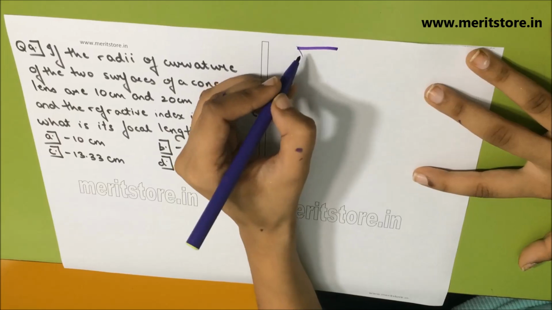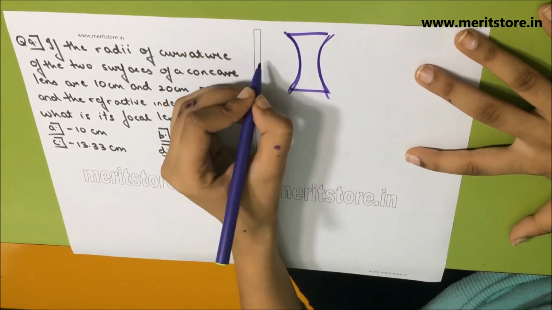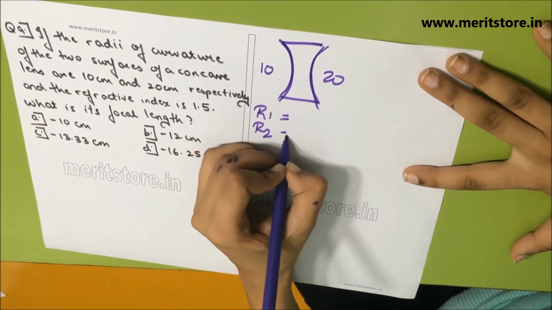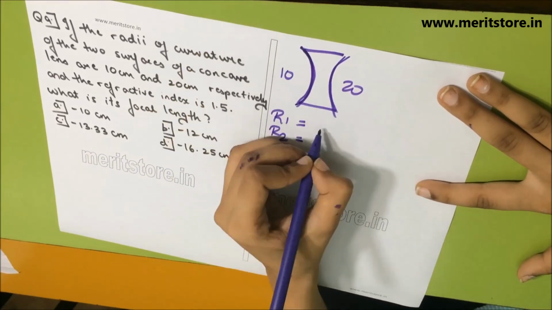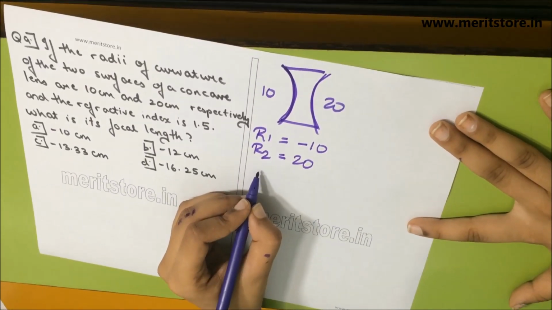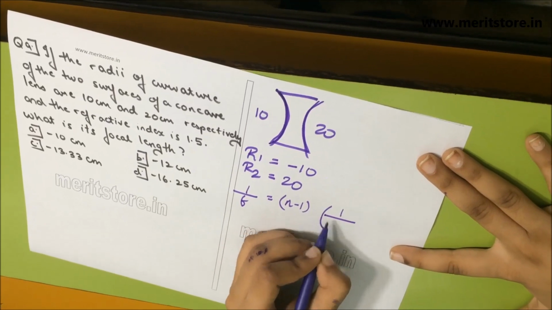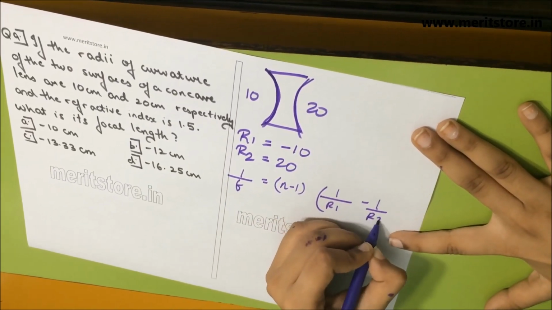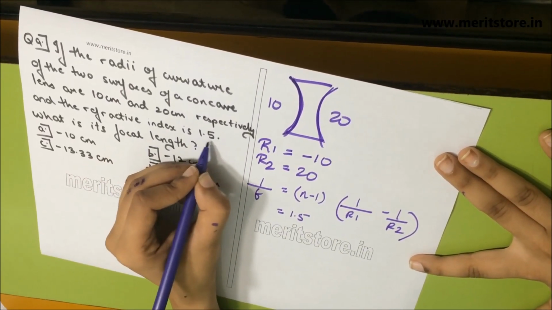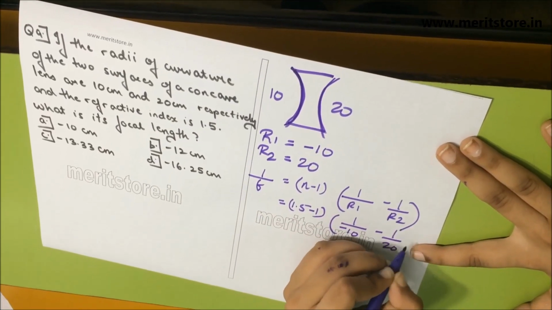So over here we have a concave lens with two radii, that is 10 and 20. So let's take R1 and R2 as the two radii. Since it is the radii of a concave lens, R1 will be minus 10, R2 will be 20. Now we can use the formula 1 by f is equal to n minus 1 into 1 upon R1 minus 1 upon R2, where N is 1.5. It is given in the question. So 1.5 minus 1 into 1 upon minus 10 minus 1 upon 20.